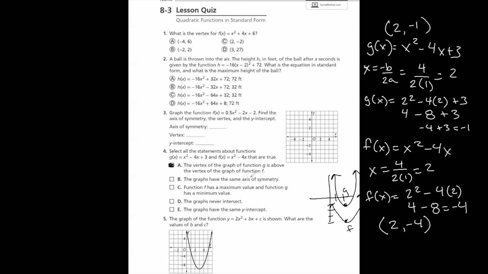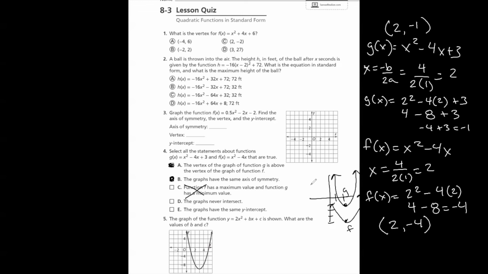The graphs have the same axis of symmetry. That's also true because they both have X equals 2. So B is correct. Function F has a maximum and G has a minimum. That's not true because they're both opening up. So they're both going to have a minimum. So letter C is not right.